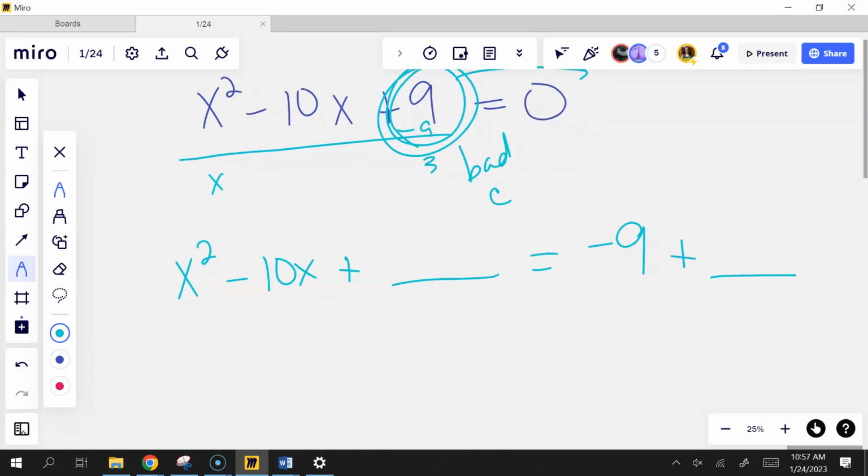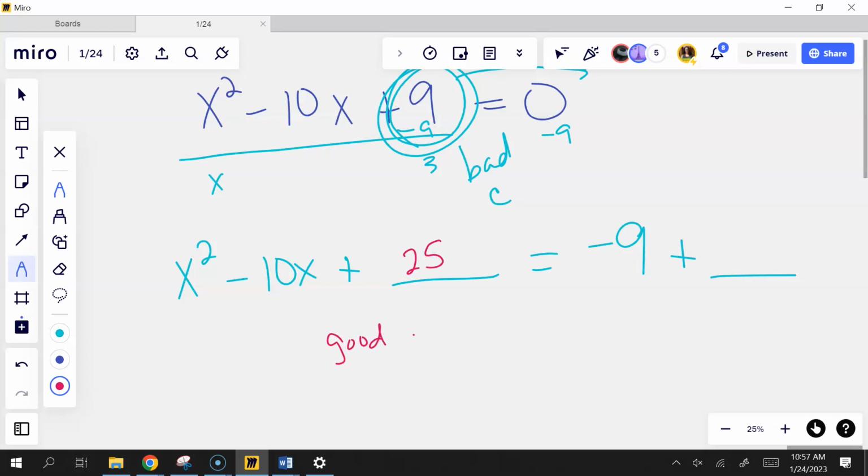So I subtracted 9 from both sides to balance it, okay? All right, so now the question is what goes in the hole? What goes in the blank? This is where I use the cheat code, right? 25. Right? This is my good C.